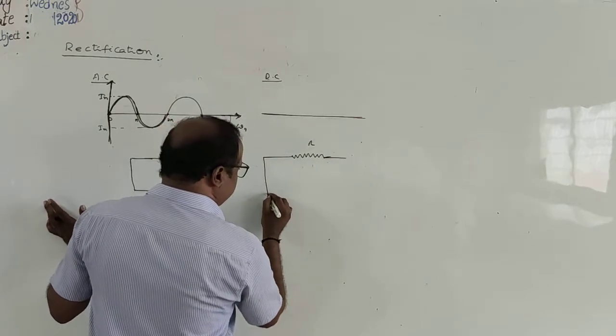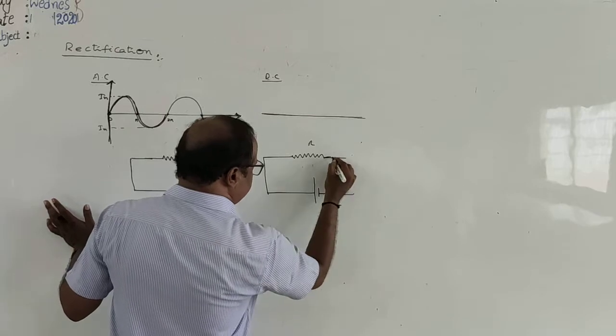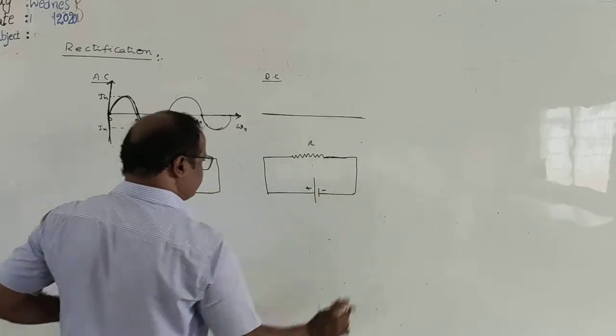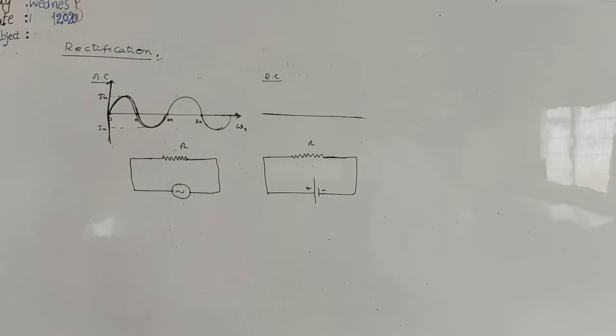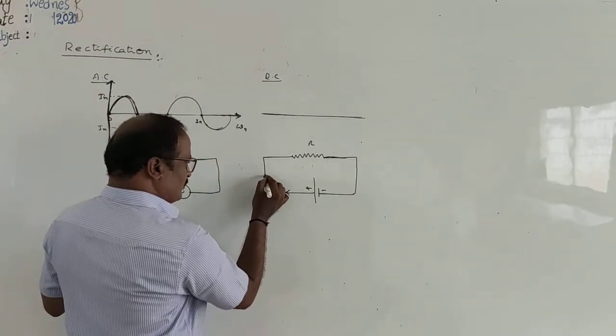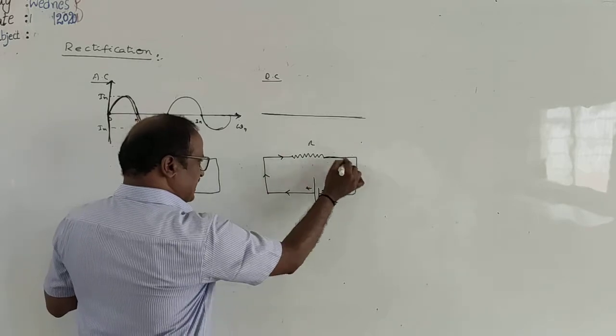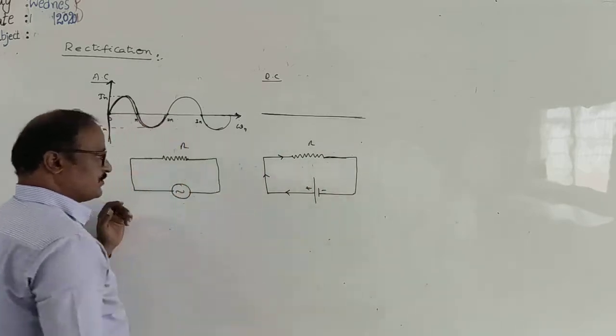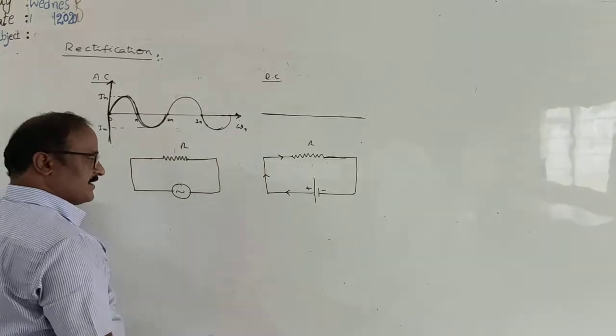The two ends of the given resistance are also connected across a DC source. This is the symbol for DC, direct current. In case of DC, current always flows from positive to negative in the same direction through the external circuit. This one is called direct current.